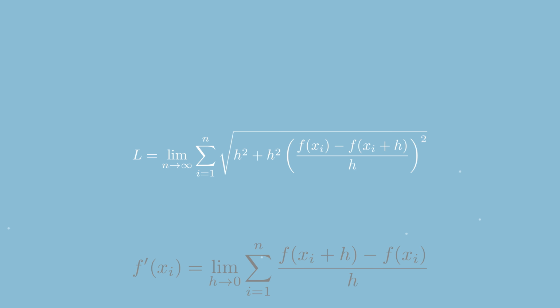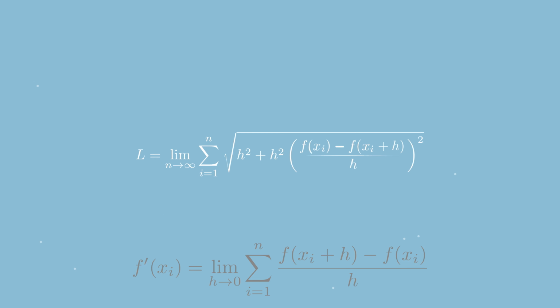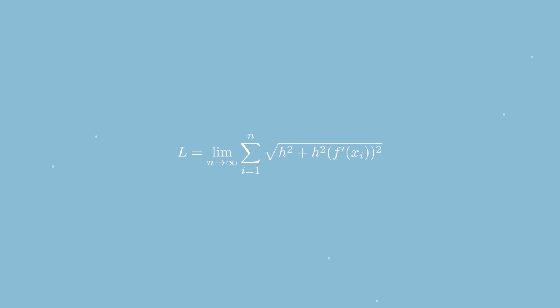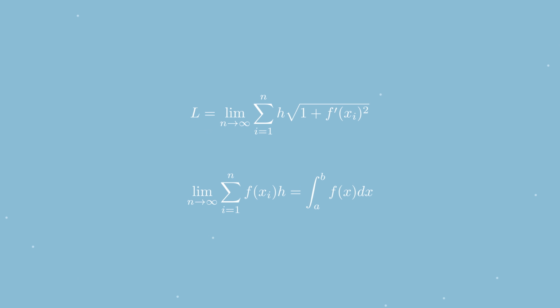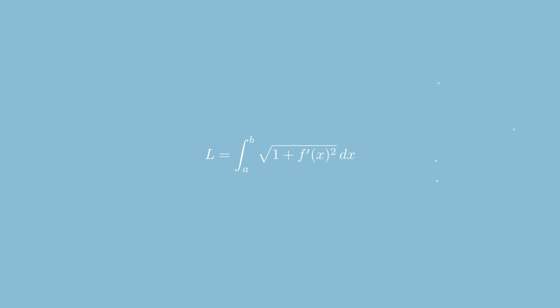So we can rewrite this in a simpler form. Taking out the factor of h, it turns out we can also use our definition of the integral we came up with earlier to rewrite the whole expression. Our limits line up, our sums line up, we have a function of x of i, and we even have an h in there. So we finally have our expression for arc length.